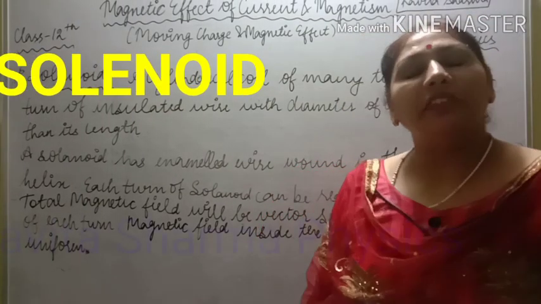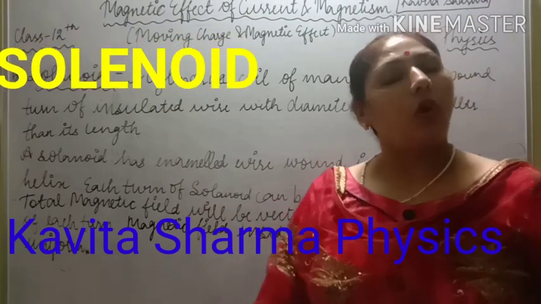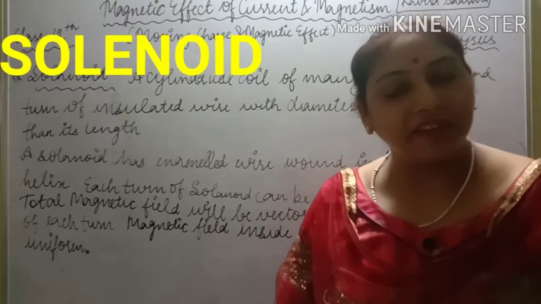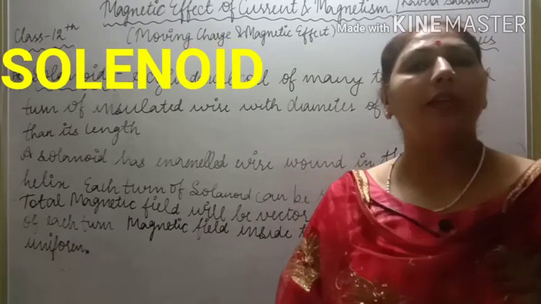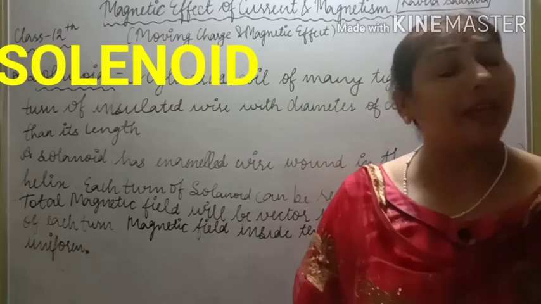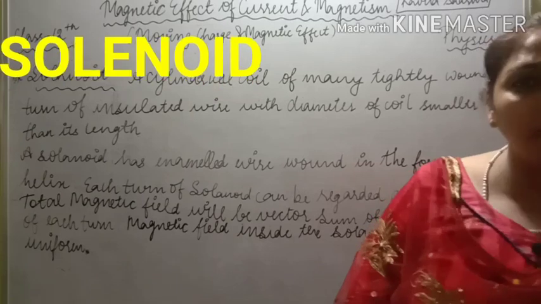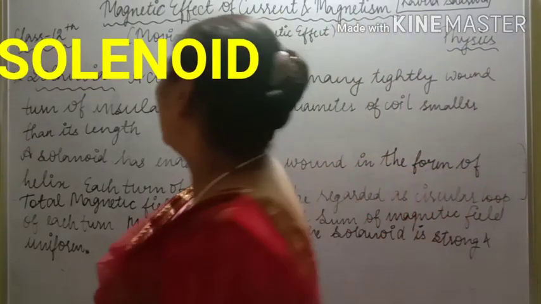Hello student, today we will start solenoid, which is also an application of Ampere's circuital law. In the last lecture we covered Ampere's circuital law and its application to an infinitely long straight wire, and today we will discuss the solenoid. So first of all, what is a solenoid?